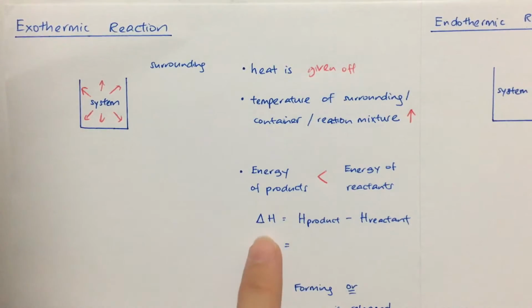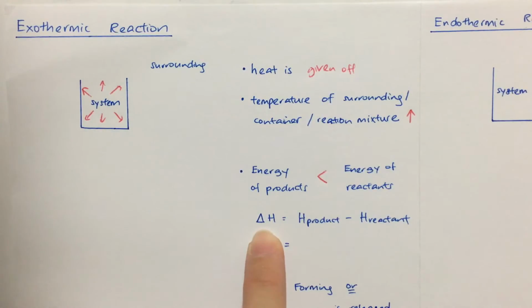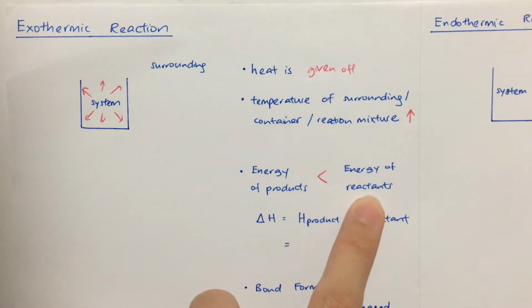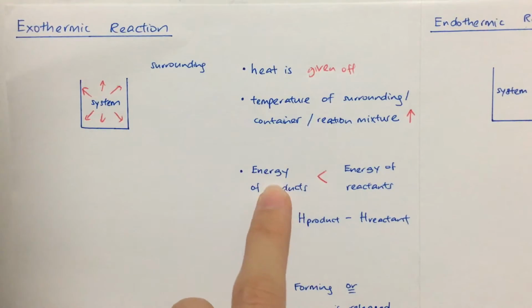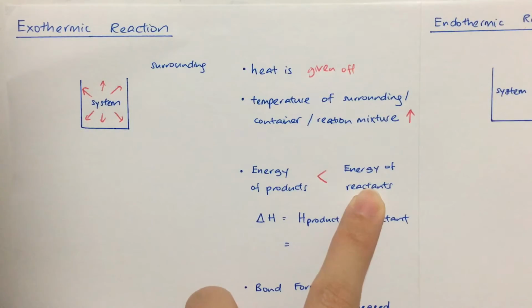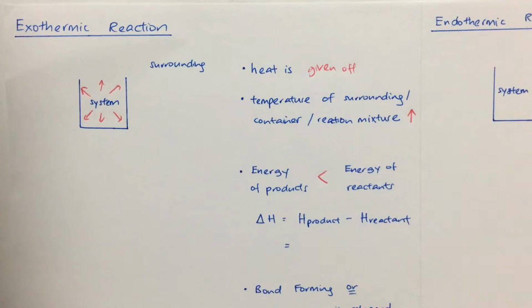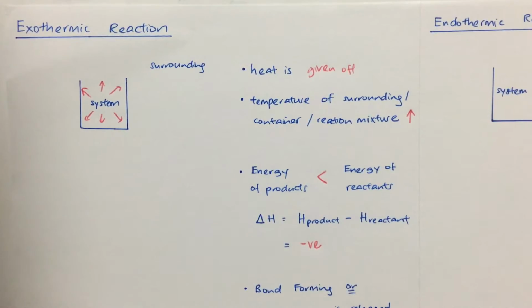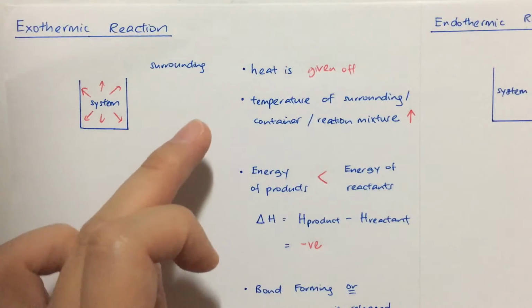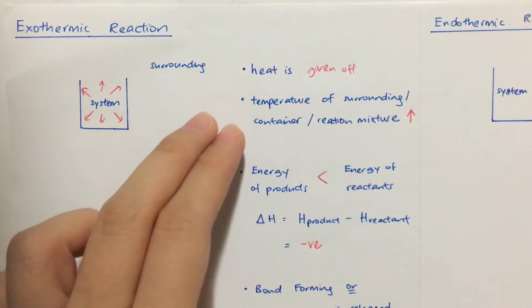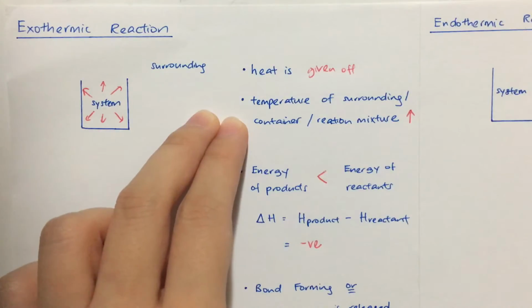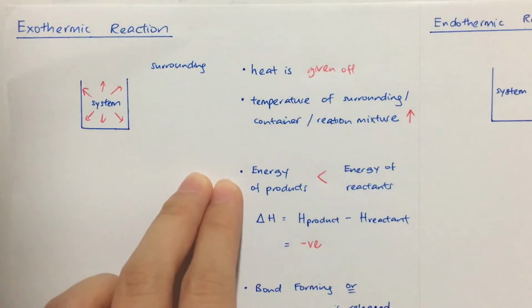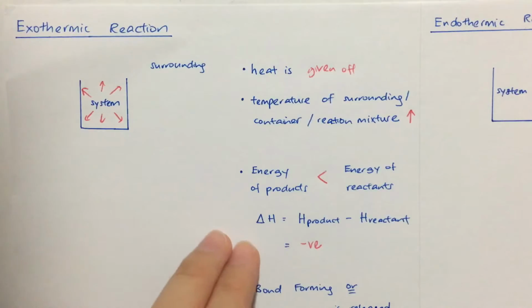So how do we find the change in energy, or change in enthalpy? What we do is the products minus the reactants. Since this is less than the energy of reactants, our delta H will be a negative value. So once we have covered what an exothermic reaction is, which is heat is given off, the temperature of the surroundings rises, the energy of products is less than the energy of reactants, therefore the change in enthalpy is a negative change.